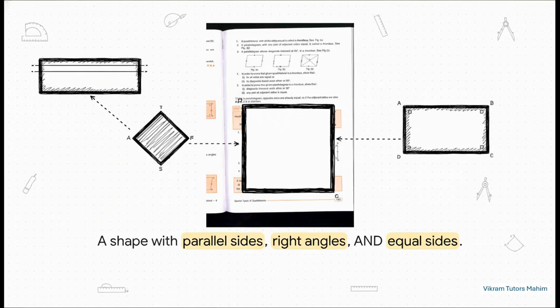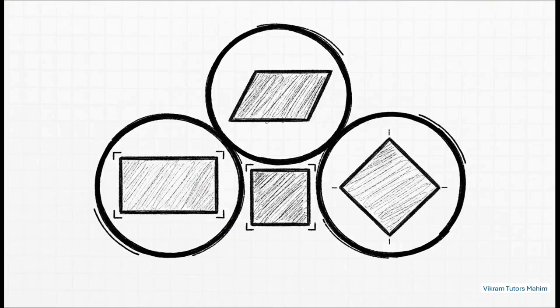It takes the parallel sides from its parent, the parallelogram. It takes the 90-degree angles from its sibling, the rectangle, and it takes the equal sides from its other sibling, the rhombus. It's the perfect combination of every single rule we've talked about. And this is what makes the square the king of the castle. I mean, think about it. A square is a parallelogram, it is a rectangle, and it is a rhombus, all at the same time.